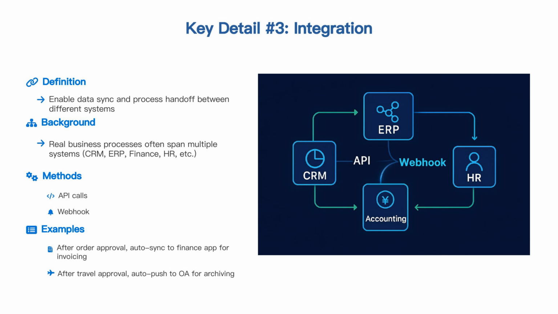In actual operations, businesses often use multiple systems, such as CRM customer systems, ERP enterprise resource systems, financial systems, and so on. Through integration technologies like APIs or webhooks, we can achieve data synchronization and process integration between different systems. For example, after an order is approved, it can be automatically pushed to the financial system for invoicing, and after a travel expense report is approved, it can be automatically pushed to an OA system for archiving. This way, businesses can achieve seamless data connectivity and improve work efficiency.